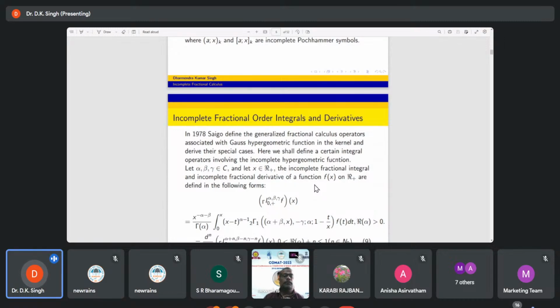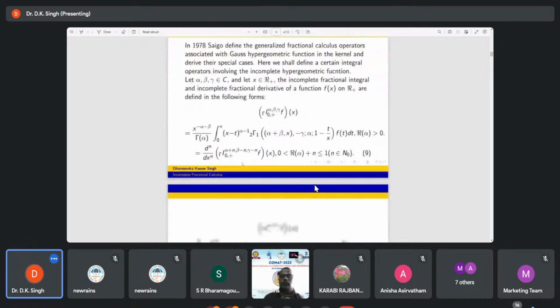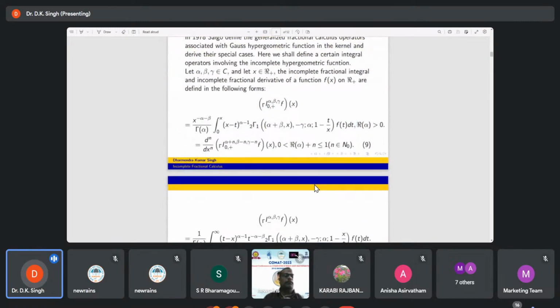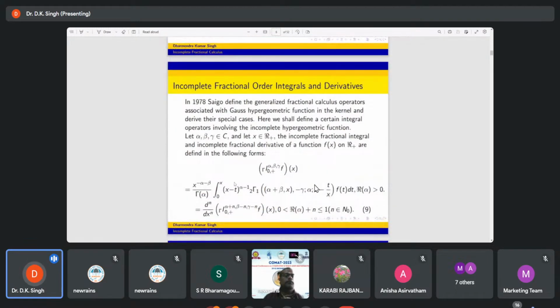So in this talk, our aim is to introduce fractional calculus as a new tool using the incomplete hypergeometric function. These operators were earlier introduced by Saigo in 1978 with the help of the hypergeometric function. Now I am introducing these fractional order integrals and derivatives in the form of the incomplete hypergeometric function.